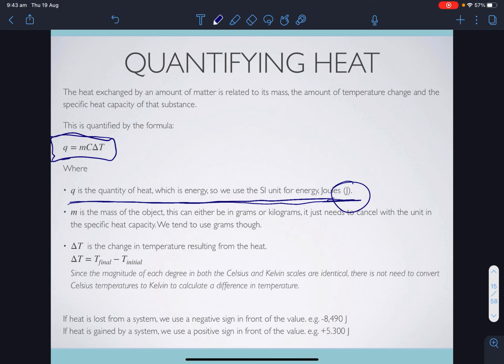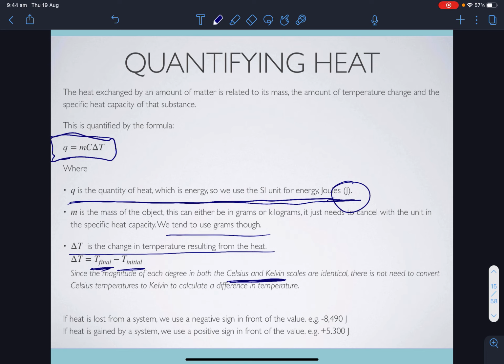M is the mass of the object, okay? It can be in grams or kilograms, but we need it to cancel with the unit in the specific heat capacity, okay? We tend to use grams as chemists, though. Delta T is the change in temperature resulting from the gain in heat or loss of heat. It's always the final temperature versus the initial temperature, okay? Remember, since the magnitudes of the Celsius and Kelvin scales are identical, you don't need to convert Celsius over to Kelvin, okay? Just put the two Celsius values in and find the difference.